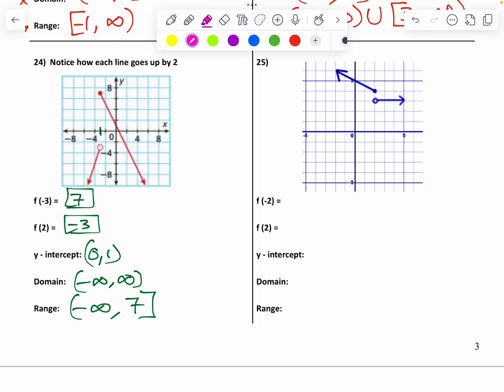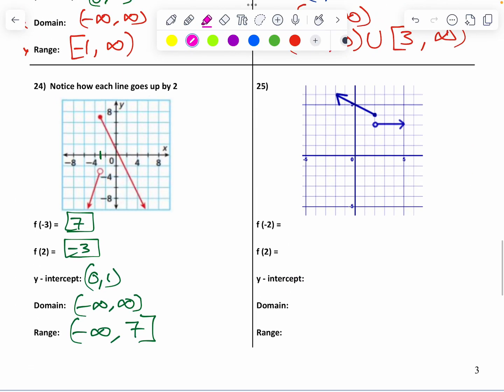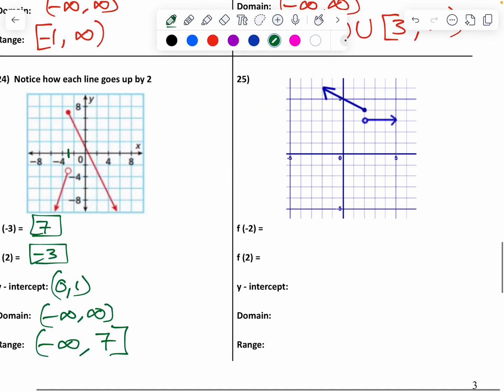And so let's go ahead and look at number 25 here. We've got -2, so -2 is right here. Going to go up, and it looks like the y value is going to be right there at 1, 2, 3, 4, 5, 6. And then +2 is right here. It's going to go up to the one that's closed, which is 4.